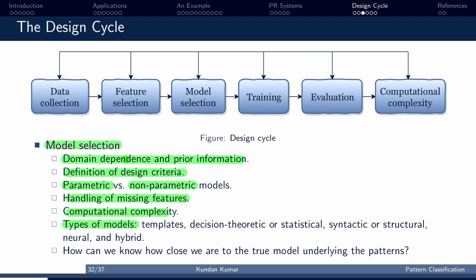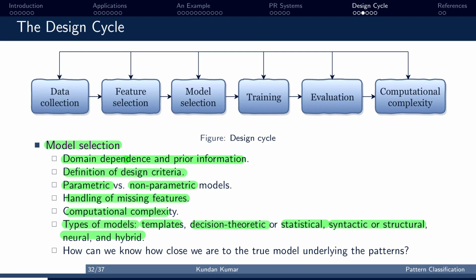Then the types of model. Decision theory, statistical model, syntactical or structural, neural or hybrid. So these are the different types of model we have. Already we have discussed a few models that are available in pattern classification.